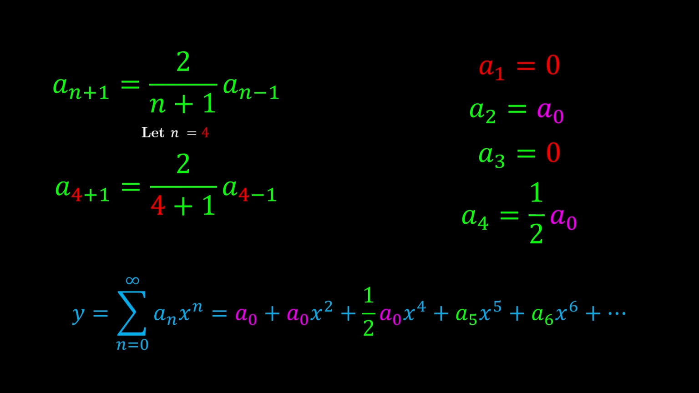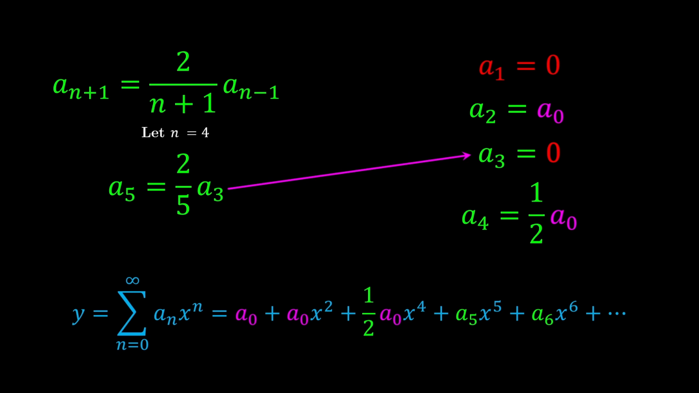And going through the same process, this gives us a relation for a5. And we end up with a5 is equal to 2/5 a3. And we see that we already have a relation for a3 that we could directly plug in. Since a3 is 0, this means that a5 is also 0.